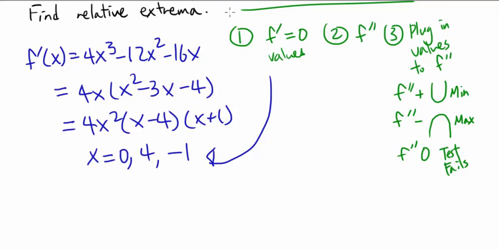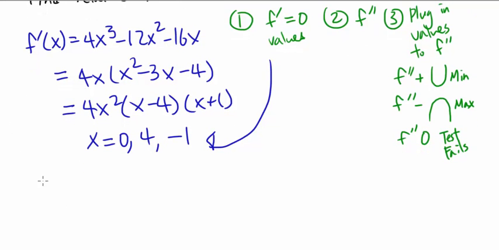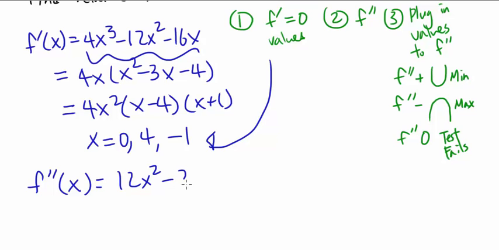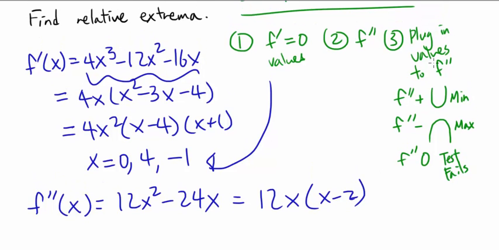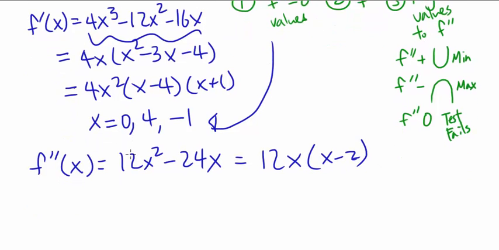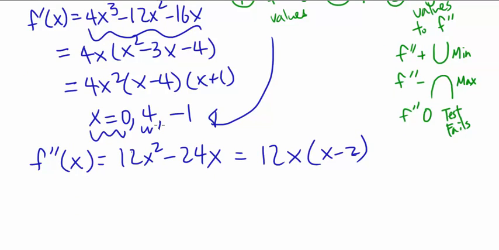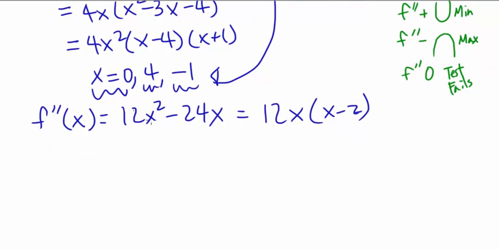Now we're going to consider finding f double prime and plugging in those values. F double prime of x, using this, is going to be 12x squared minus 24x. You can factor it if you want: 12x times x minus 2. Now what do we have to do? We have to plug in the values into f double prime, and we have x equals 0, x equals 4, and x equals negative 1.